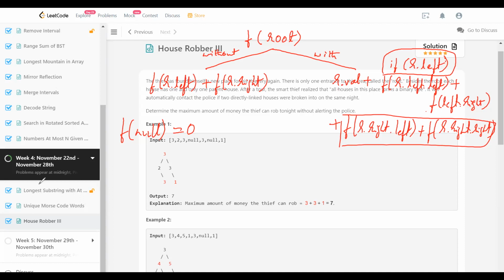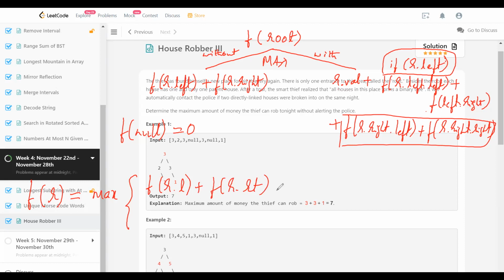So the recurrence, let me write it once again clearly. So f of root, let me just write it in short form, f of r, which refers to root, is going to be the max of two possibilities. One is without the root, which is essentially going to be f of root.left plus f of root.right, right? These are the two things.